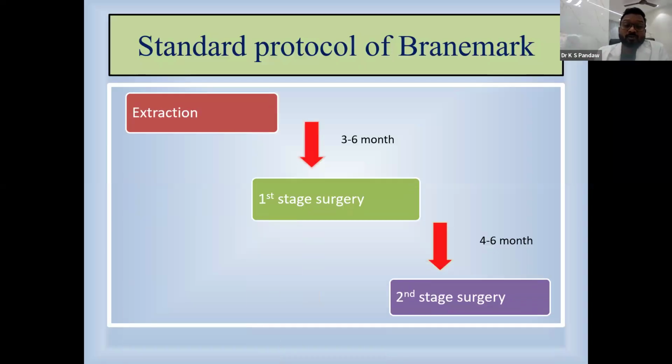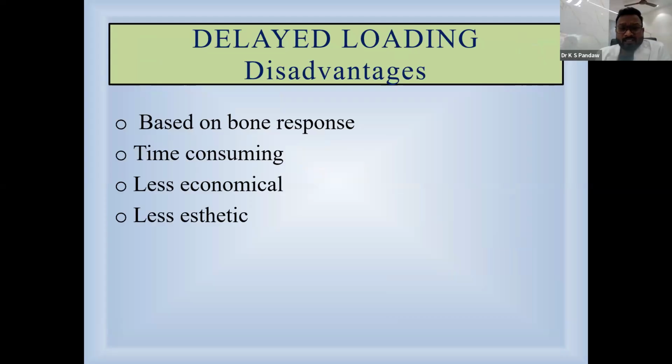So these are the standard protocols, where we do the extraction, then wait 3 to 6 months, then do the first stage surgery where we place the implant. Then after 4 to 6 months we do the second stage surgery where we place the gingival former, then after 1 week we take the impression and deliver the prosthesis to the patient. So after extraction, almost one and a half years is taken for the extended Brånemark protocol. So these are the disadvantages of this delayed loading implant.